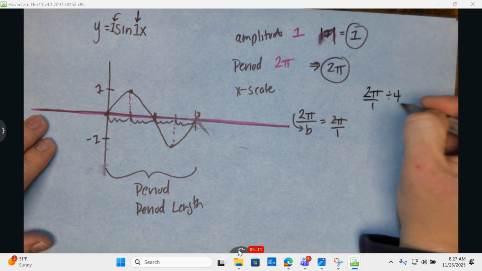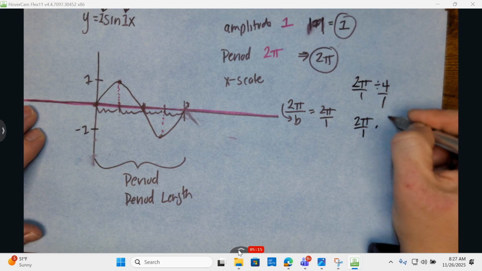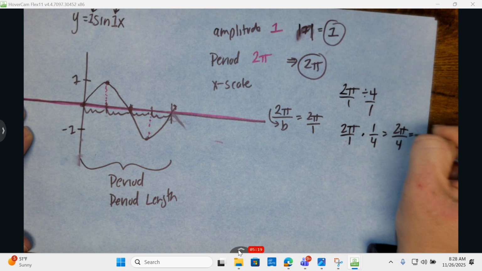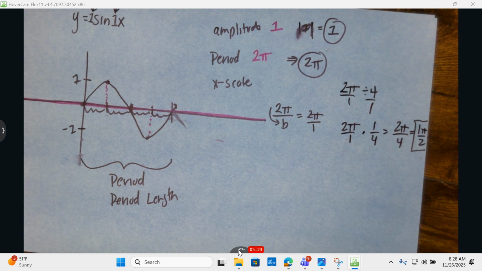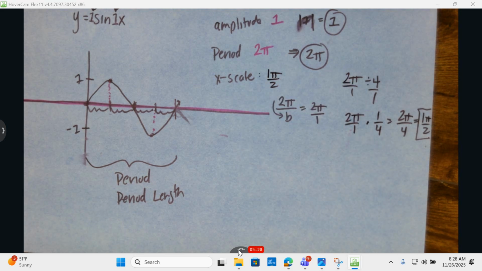So when you divide fractions, you're going to take 2 pi over 1, take division, turn it into multiplying, and I end up with 2 pi over 4, which reduces down in this case to 1 pi over 2. If you've not grabbed a calculator, please run over and grab a calculator. So the x scale is 1 pi over 2. I need you to all have a calculator in front of you.